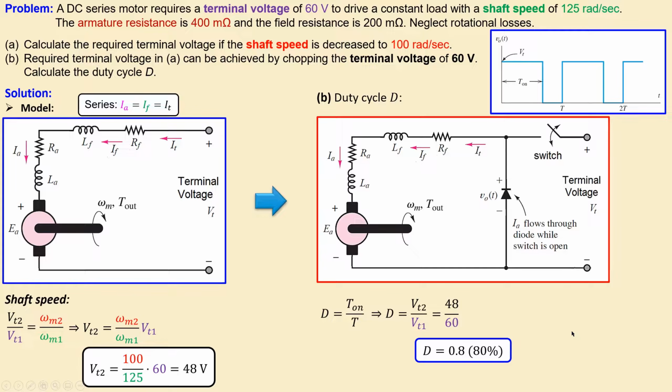Okay, this concludes this example about a DC series motor in order to calculate the required terminal voltage to reduce the shaft speed, and also by using chopping, in this case in a simplified form given by a switch.